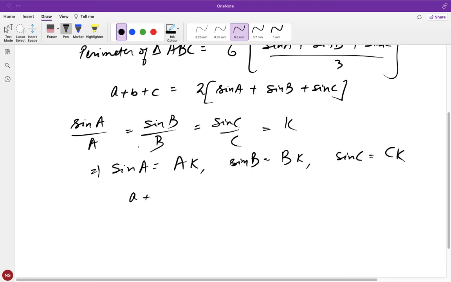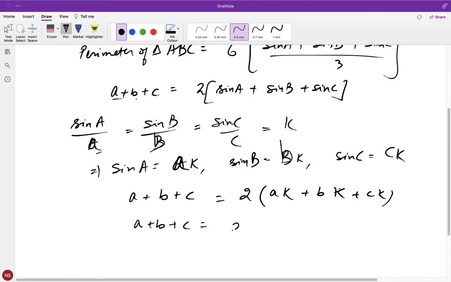So A plus B plus C. Let us write it as small a, small b, small c, otherwise there will be confusion. These all are lengths of the sides, which is the same as this one. Is equals to 2 into AK plus BK plus CK. This is also A. A plus B plus C is equals to, I take K out, A plus B plus C. So K is equals to half.